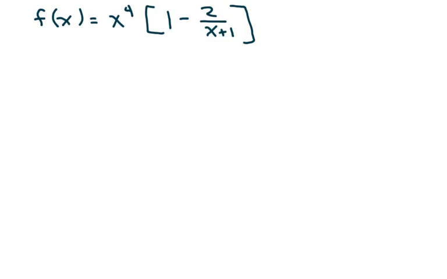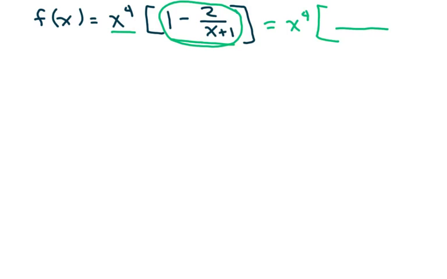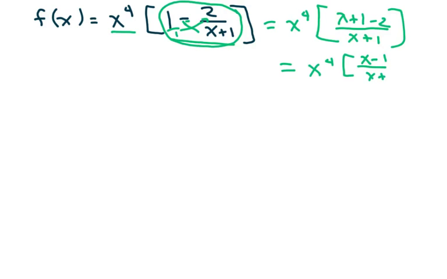Alright, next we have this one, and what we have is 2 separate functions. So we're going to be using the product rule. But the first thing I want to do is take care of this piece. And I'm going to rewrite this as x to the 4th. And I have my common denominator as x plus 1. And then go ahead and just cross like we did last time. That's over 1. So you get x plus 1 minus 2. And that's going to simplify to x to the 4th times x minus 1 over x plus 1.